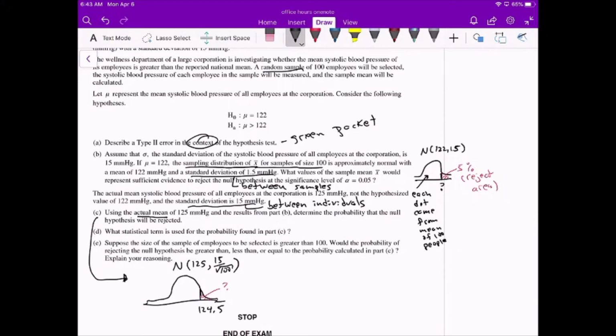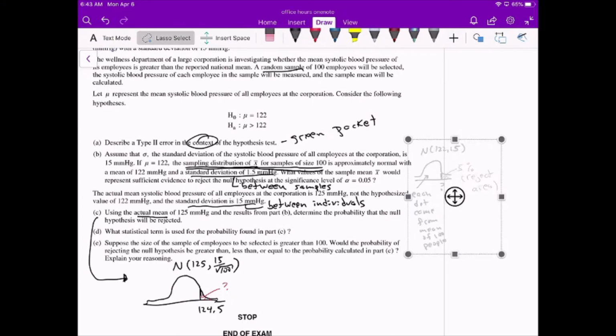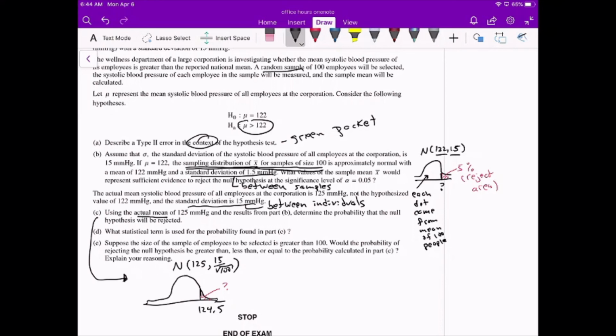the sampling distribution of x bar for samples of 100 is approximately normal with a mean of 122, standard deviation of 1.5. That means if you look over here, if we had a whole bunch of samples, it would look like this, centered at 122 with a standard deviation of 1.5, meaning the variation between samples is typically 1.5. And we're asked to find that red region, which would be the reject region, that outer 5% because it's a one-sided test here.